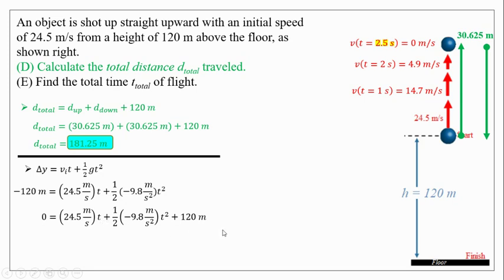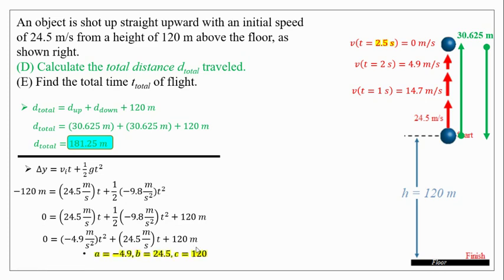In math, we like to write the variable with the highest exponent first. So in this case, t squared is highest, and then it goes to t, and then it goes to the number without the t. So therefore, 1/2 times negative 9.8 is just negative 4.9 t squared. And then the 24.5 t, I just moved to the second term because I'm just rearranging the order from highest exponent to lowest exponent. And then the 120 remains positive 120.